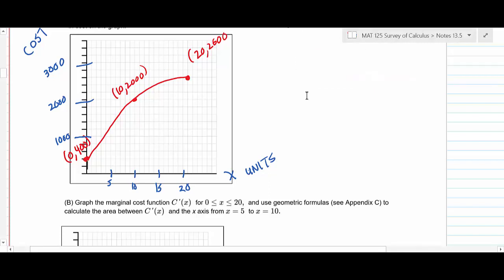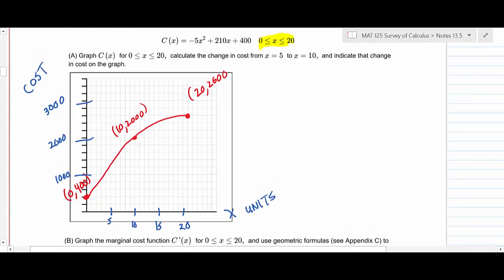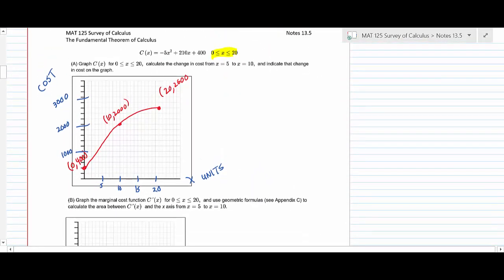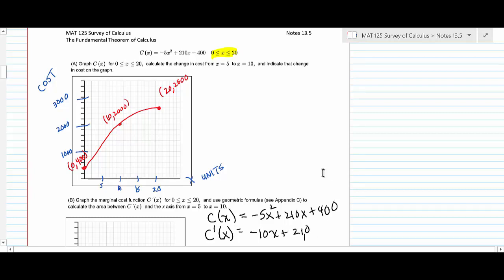Okay, so what we're going to do now is work with the marginal function. First of all, I gave you the cost function on here. So C of x is negative 5x squared plus 210x plus 400. So what do you do to find the marginal cost function? Take the derivative. So what is that? Negative 10x plus 210. There you go. Negative 10x plus 210. Okay?